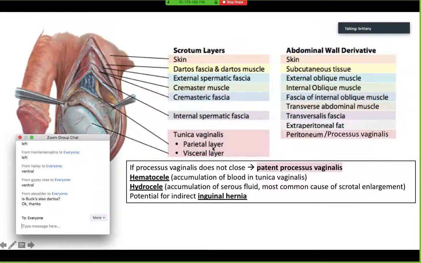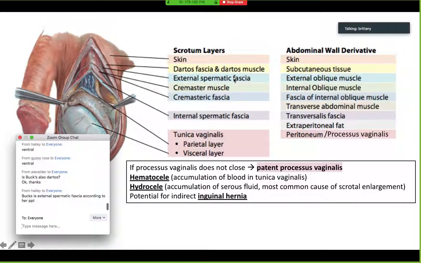All right, and here, so what you need to take away from this slide is that each of the layers, oh yeah, here's Dartos. I'm pretty sure that Buck's and Dartos are the same, just based on this slide. Okay, so each of the abdominal wall layers are going to contribute to a different layer in the scrotum. So I would definitely take a look at this and try to commit this to memory. And I think if you think about it, it's not too bad. Dartos fascia is going to be more superficial than the internal spermatic fascia, so it's coming from closer to the skin.